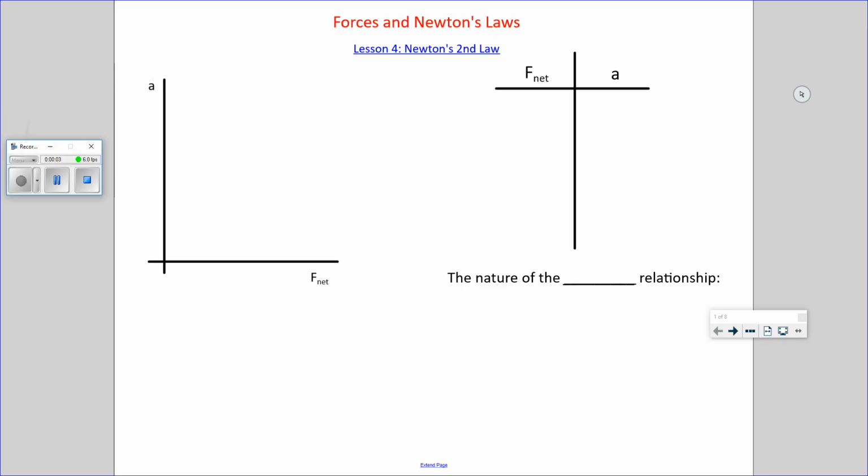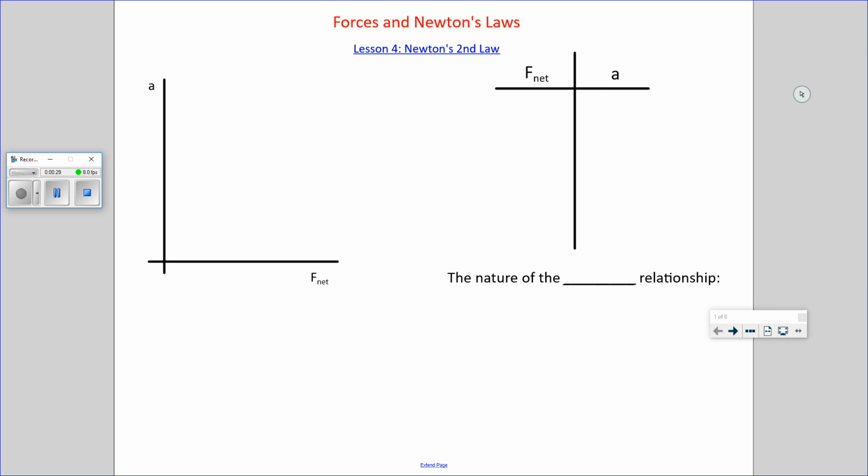Good day, physics students. Newton's second law is perhaps the most fundamental expression of macroscopically how a lot of the things in the universe work. And therefore, it's worth our investigation. So, Newton's second law relates the factors that affect a system's acceleration.